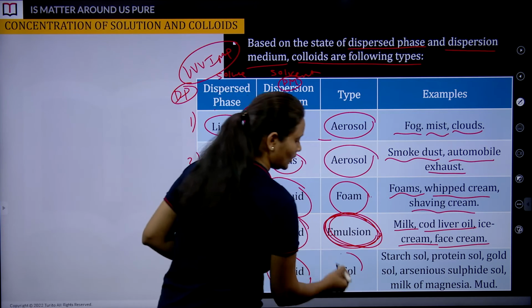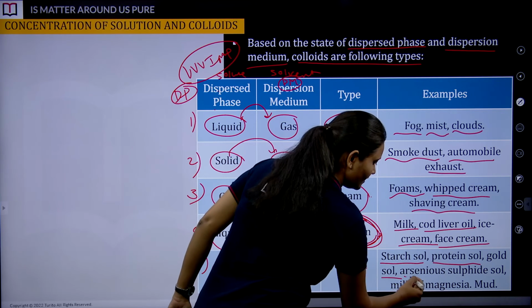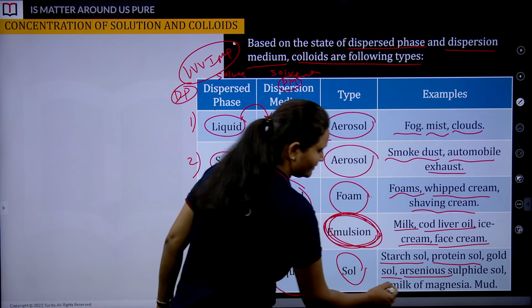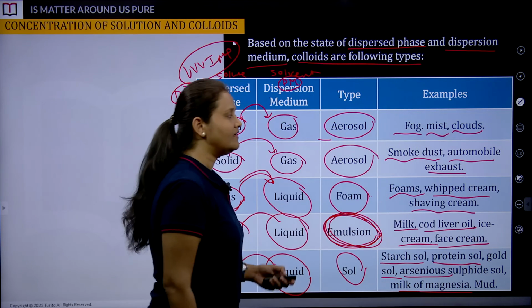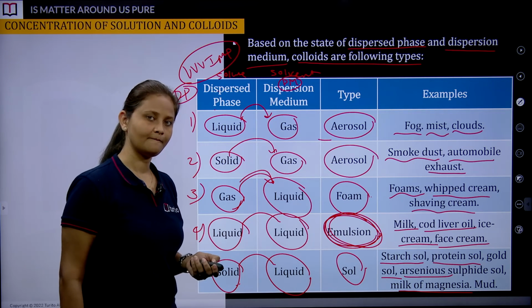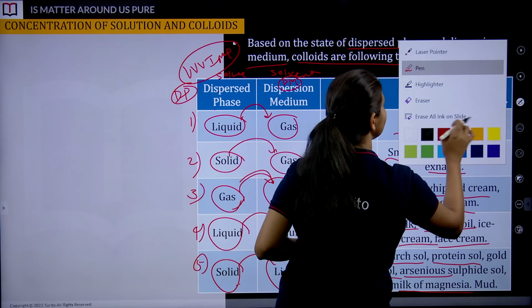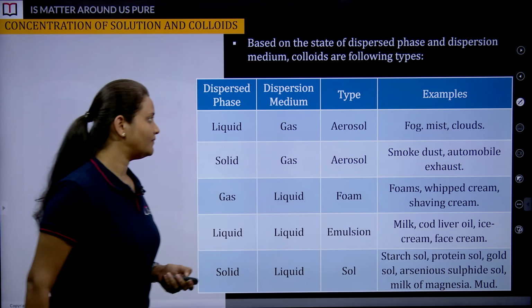Sol. Starch solution, protein salt, then we are having gold salt, arsenious sulfide salt, then we are having milk of magnesia and mud. These are few examples of what? Sol type of colloidal solutions. Okay. Quickly students, make a note of this. You can take screenshot of this.